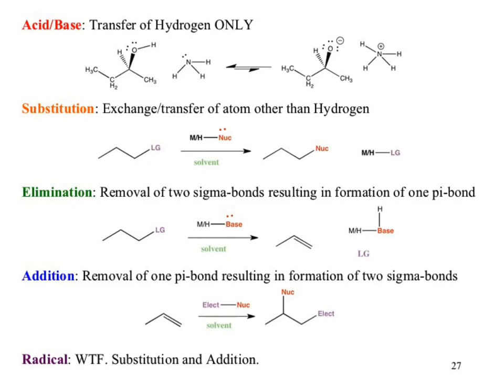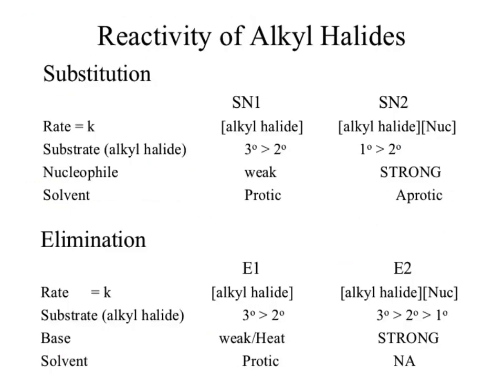Okay? What happens if you see a pi bond in the reactant? Now you should be thinking addition. Okay? Radicals just go all squirrely, so don't worry about it right now.